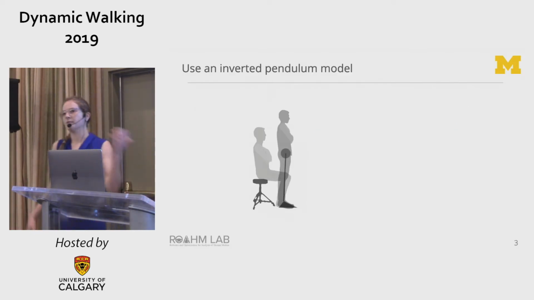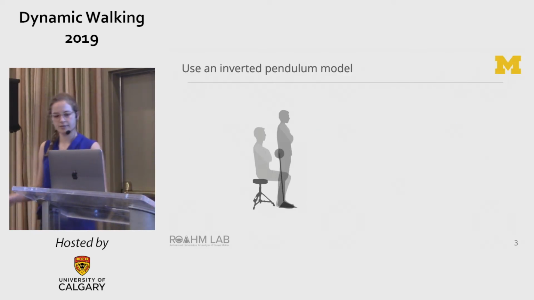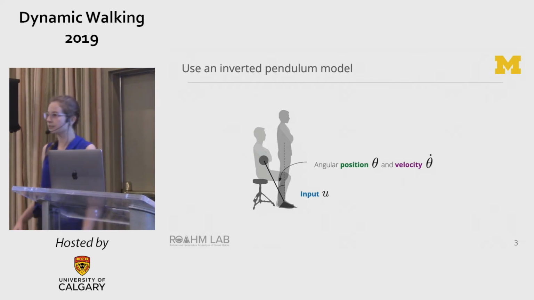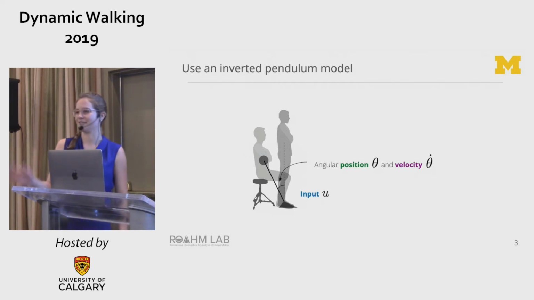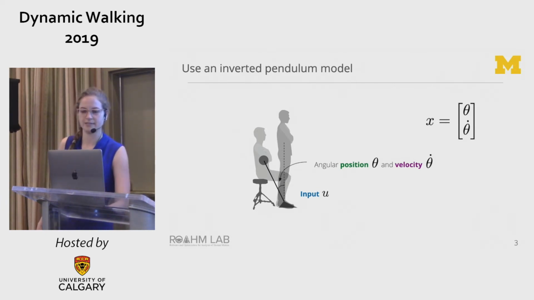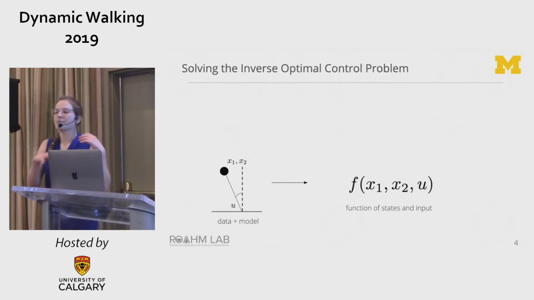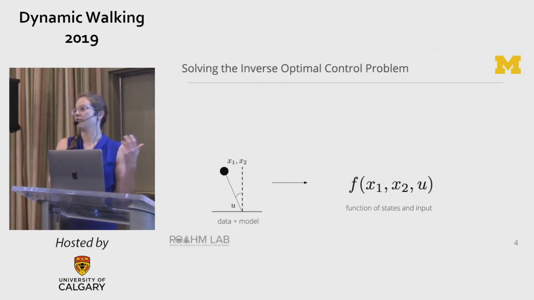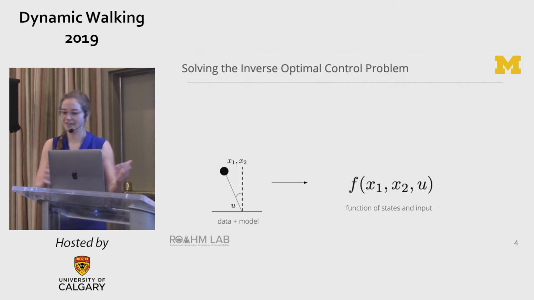Once we have our data, we build individualized pendulum models. So these models have two states, angular position and angular velocity. We'll call our state vector x. And we have an input u that's applied at the pendulum base. So with this data and model, our goal is to uncover some function of our model states and inputs that is minimized by this set of data.